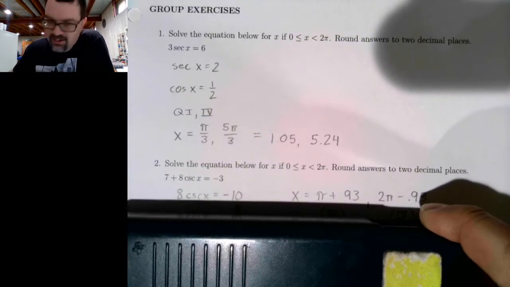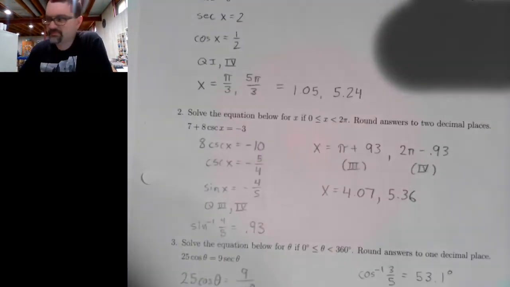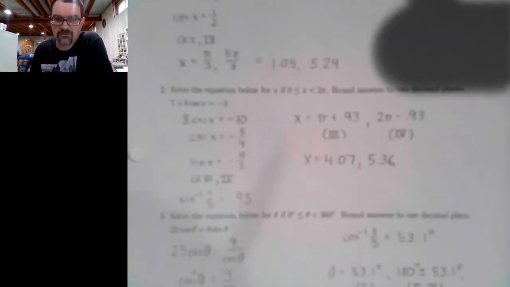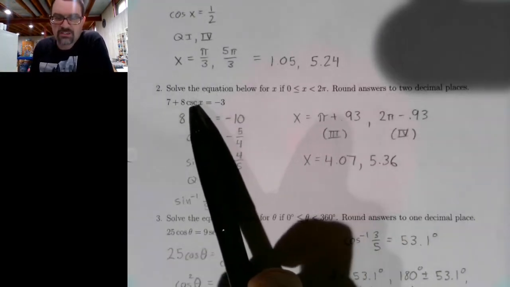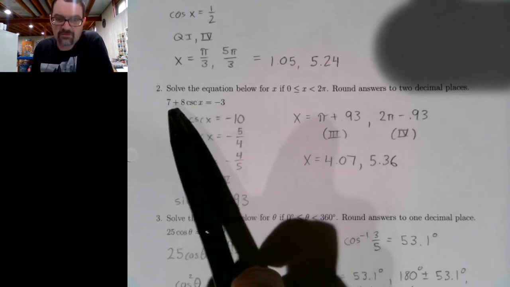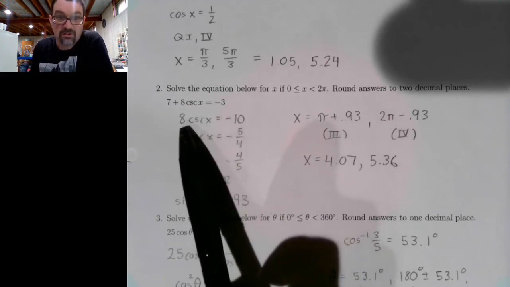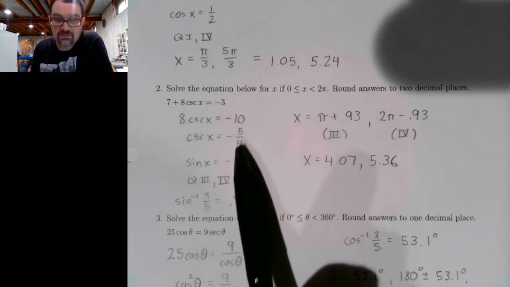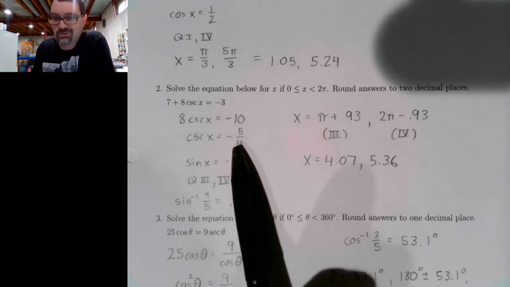All right, next guy. Do that and focus again. There we go. All right, just a nice plain cosecant. So get him by himself. Subtract 7 from both sides. That's where the negative 10 comes from. Divide both sides by 8. So negative 10 over 8 is negative 5 over 4. Or negative 1.25 if you want.